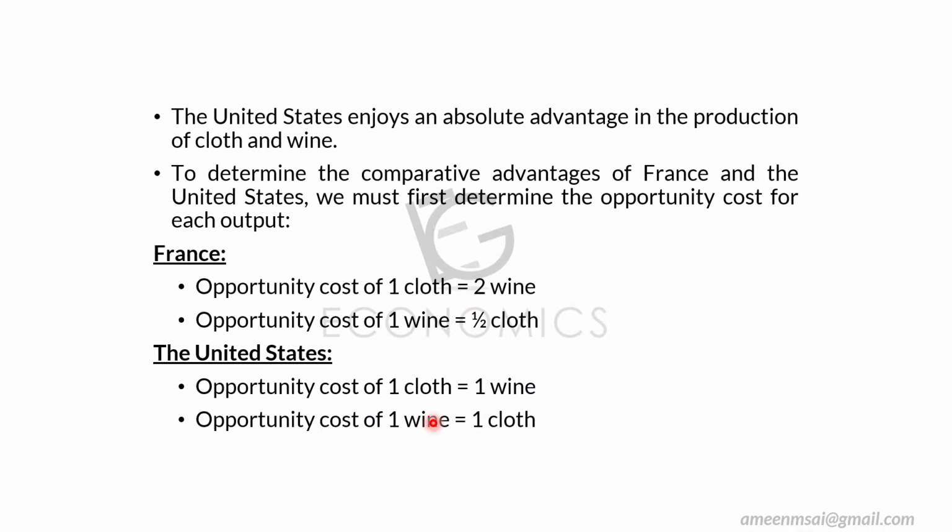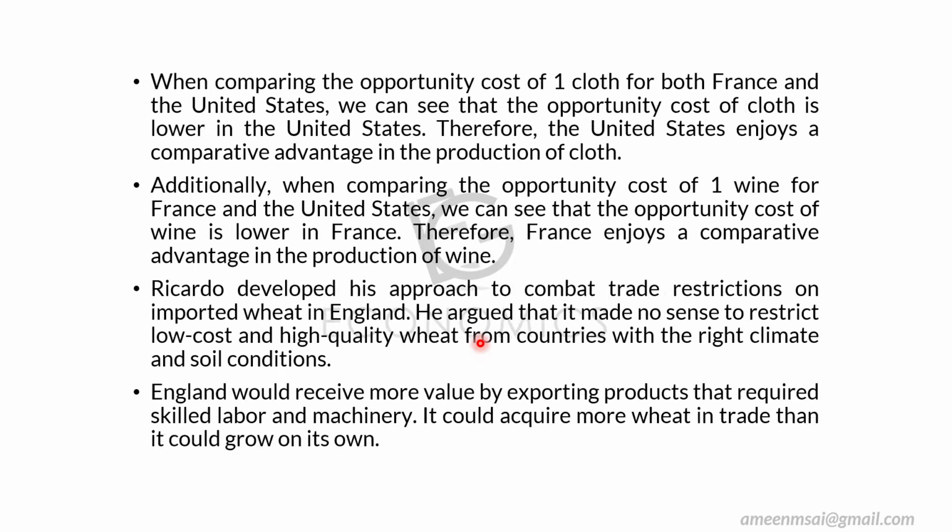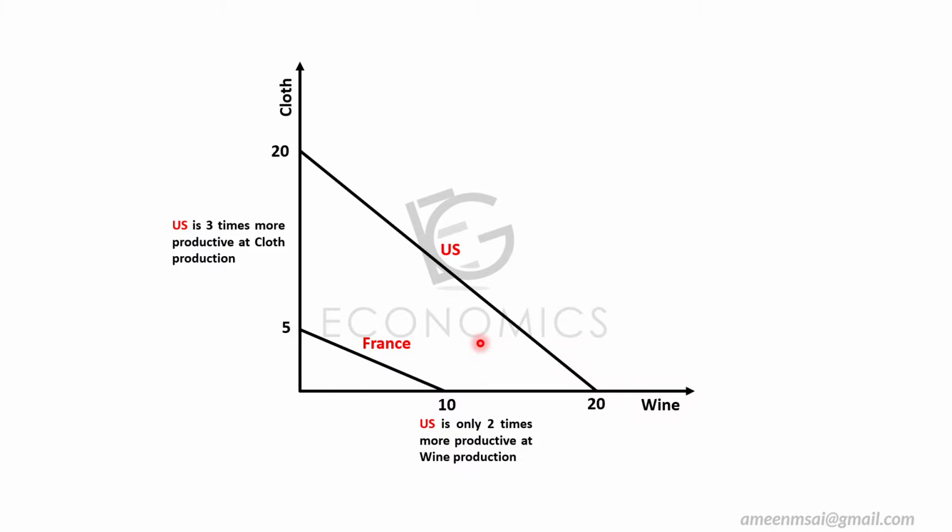That's how we said that the opportunity cost of producing cloth is lesser in US and the opportunity cost of producing wine is lesser in France. So here US should select producing clothes and importing wine, and France should select producing wine and importing clothes. So US should select this situation because it is 3 times more productive at cloth production.